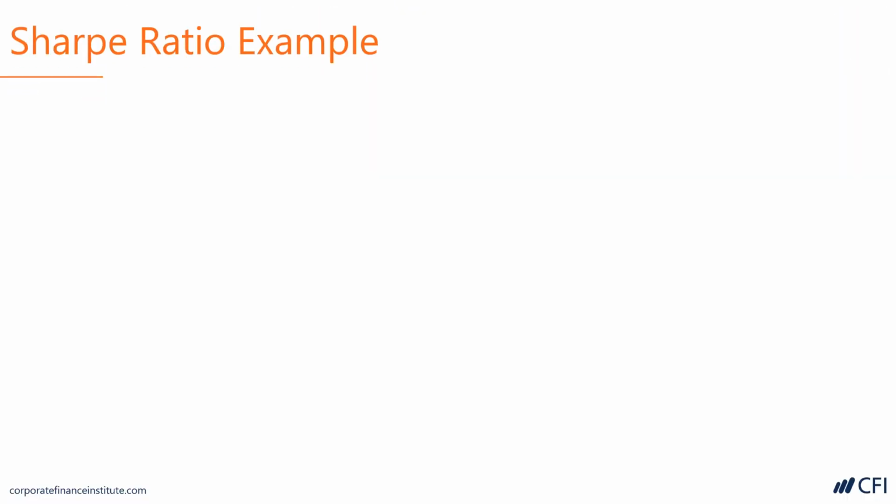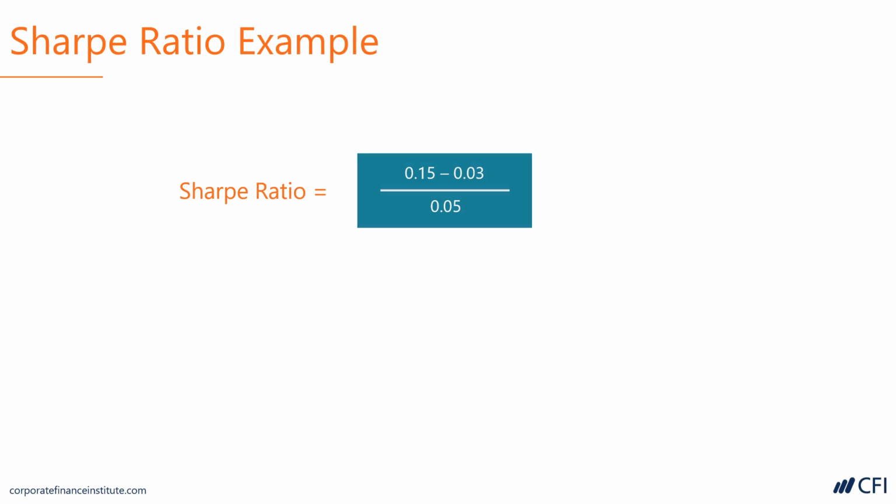Here's an example. Imagine an investment with an expected return of 15% and the risk-free rate is currently 3%. This company has a 12% expected excess return. It also has fairly low volatility of returns, which is a standard deviation of 5%. The Sharpe ratio for this investment is 2.4.